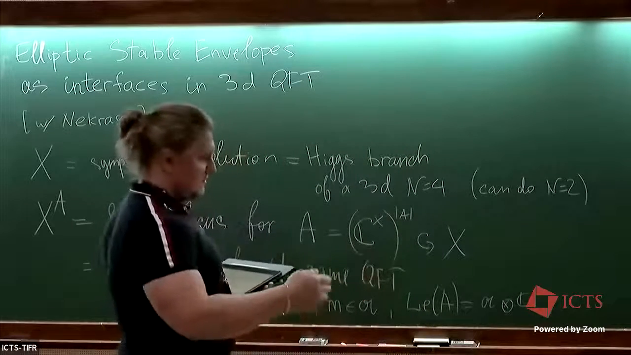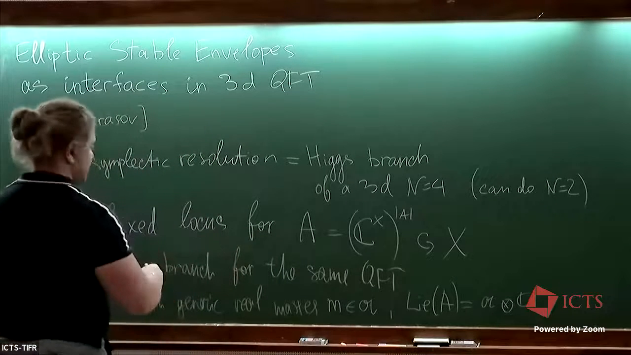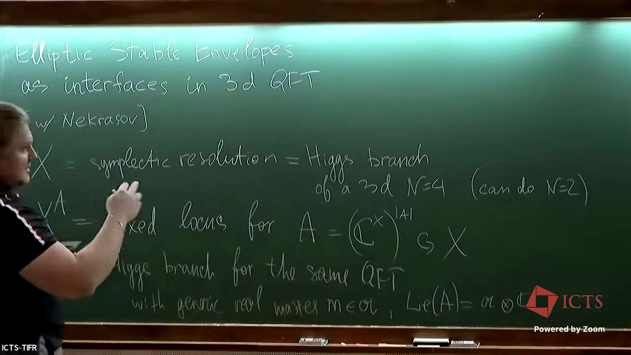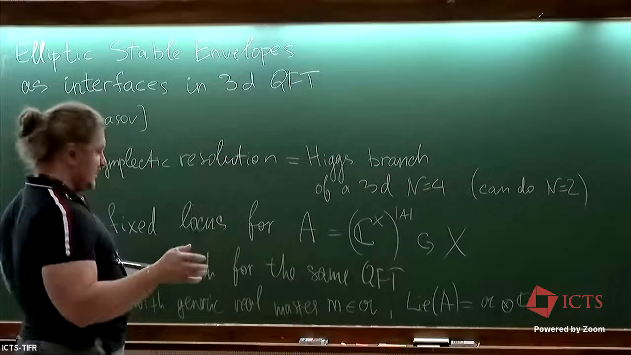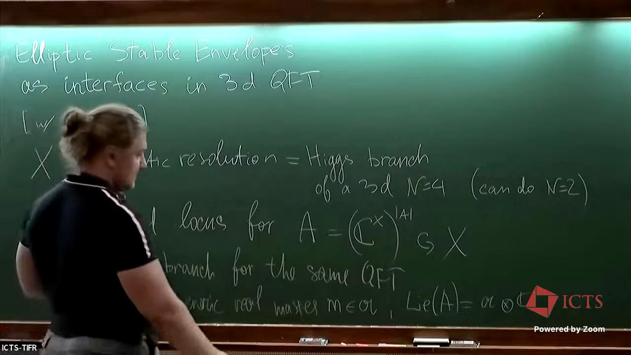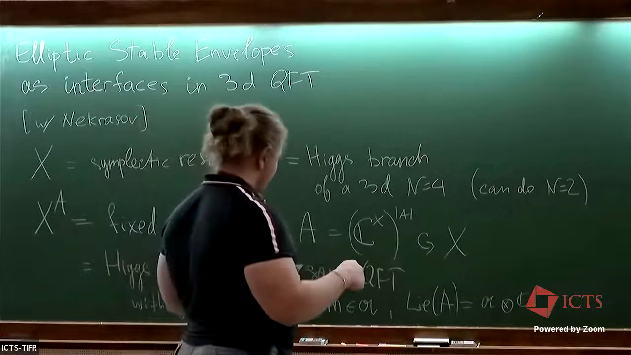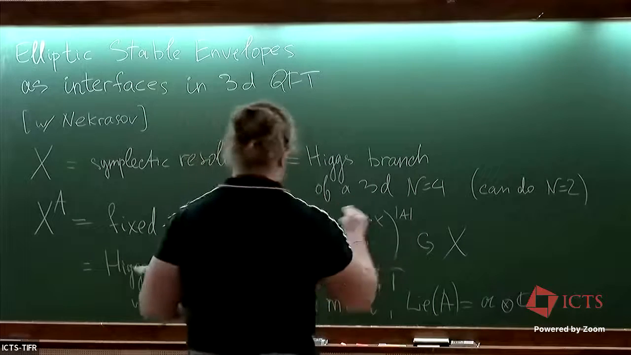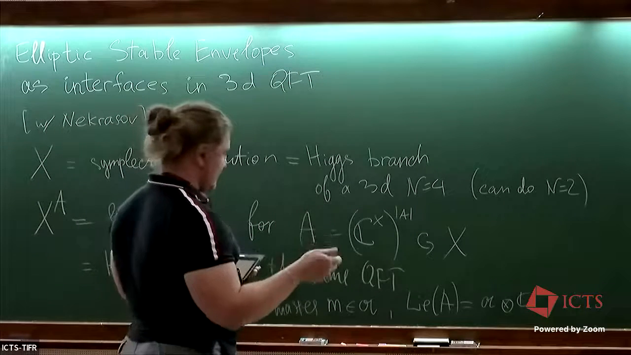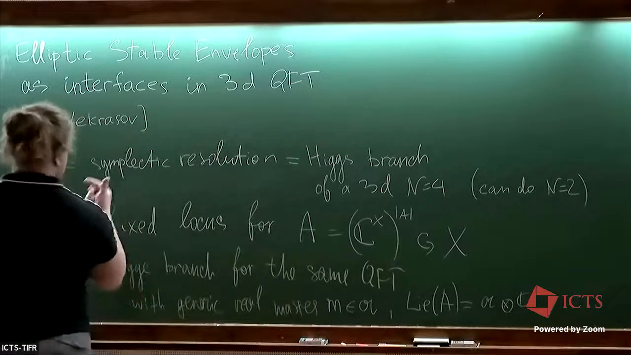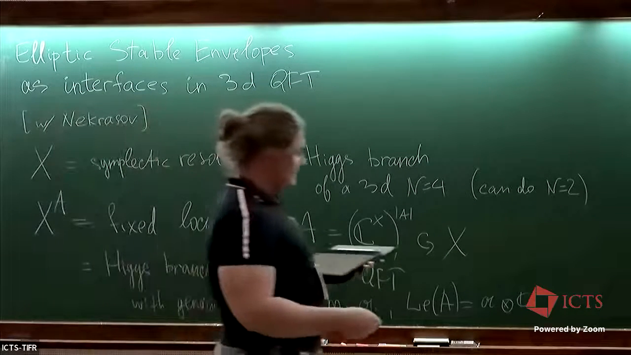So in physics, when you turn on masses, you sort of introduce a potential on top of your moduli space of vacua, which is here the Higgs branch. And it selects some smaller subspace, which here is the fixed locus, because real masses are related to this action of the torus on X, and you can think of this potential as proportional to the magnitude of the vector field that generates the torus action.